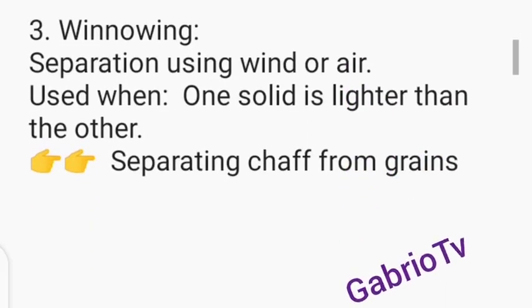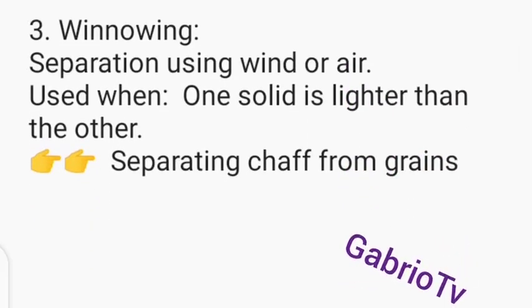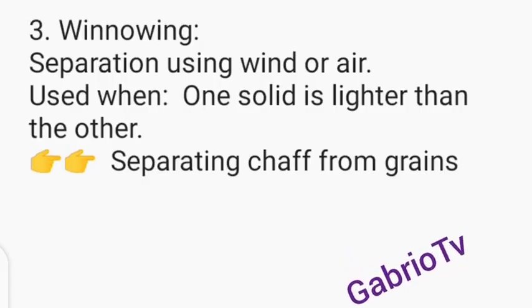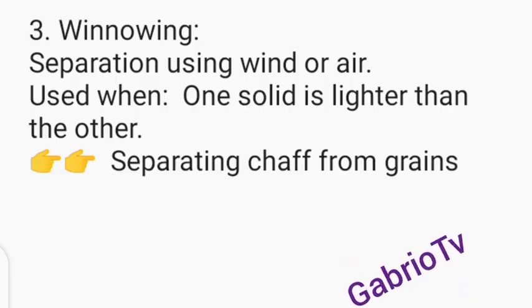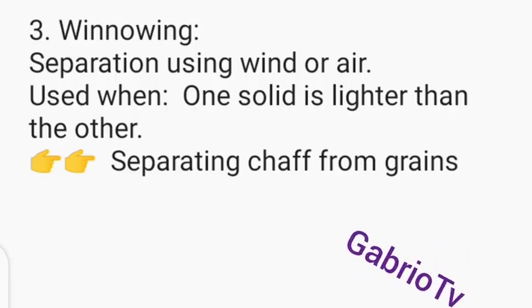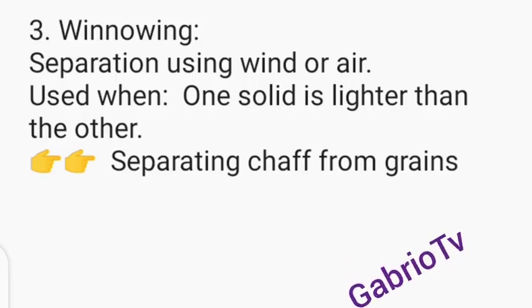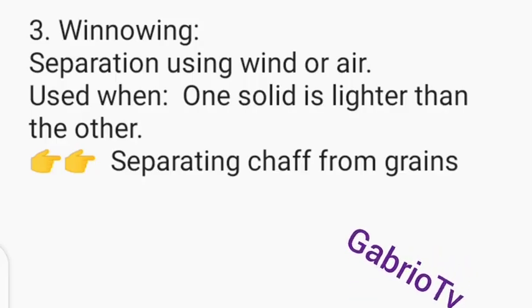Then the third one is winnowing, that is, separating using wind or air. Probably one solid is lighter than the other, for example, separating chaff from grains. I don't know if you have seen people do it. Let's look at the local method.